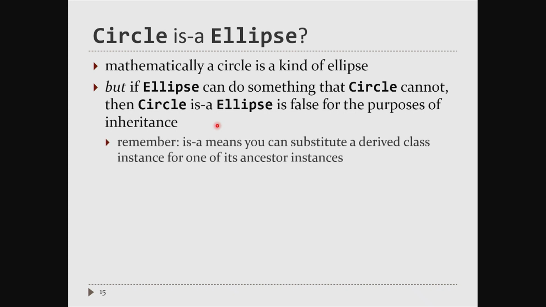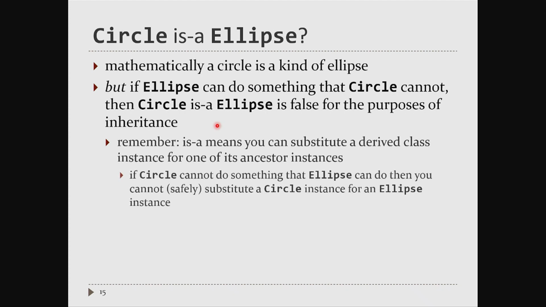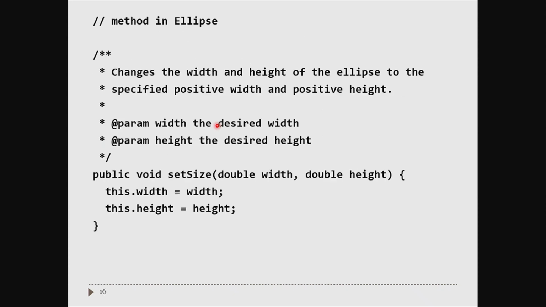So ISA means you can substitute a derived class instance. You can substitute a subclass object for one of its ancestors. So if a circle can't do something that an ellipse can do, then I cannot pass a circle object to a method that takes an ellipse, because the method won't be able to satisfy its contracts.